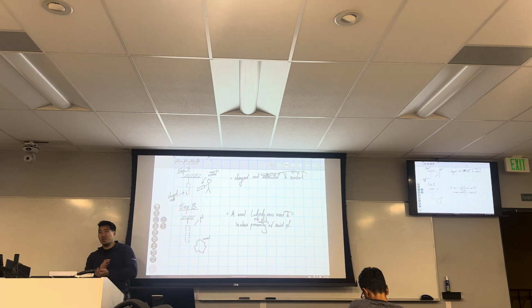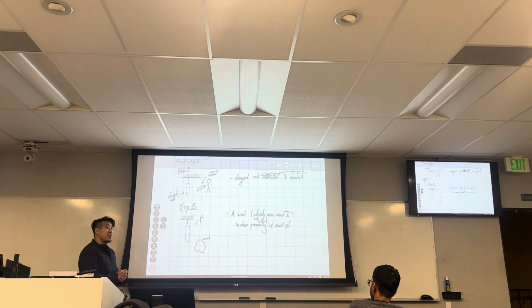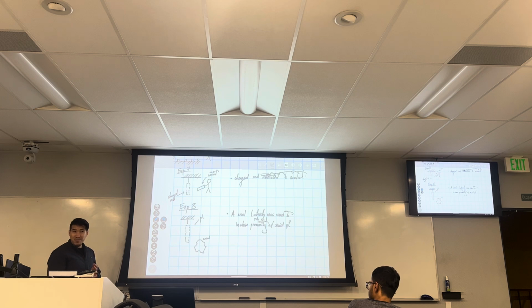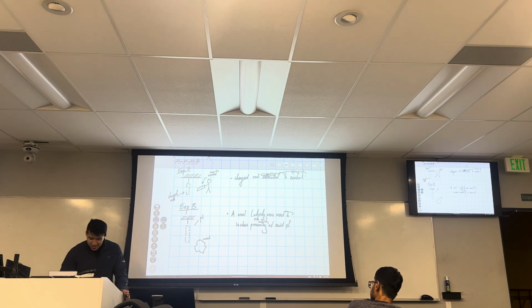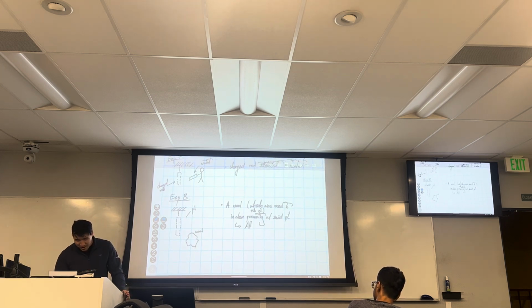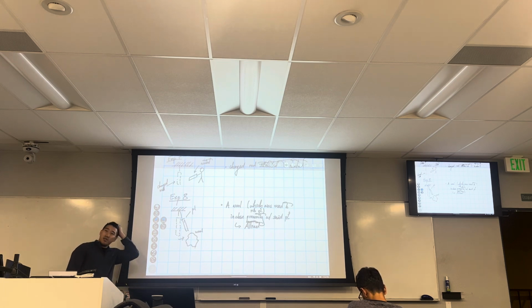Once again, 3 options: attract, repel, or no interaction. Who says they will attract? Raise your hand. Who says they will repel? Raise your hand. No interaction. Raise your hand. In this case, it will attract. And it's going to be the same scenario with the glass and the silk. Same with a glass silk combination.